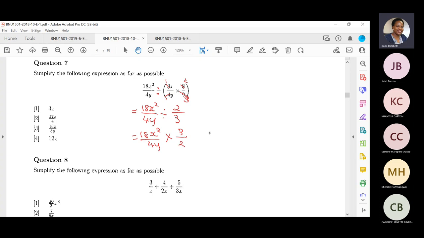Now, when we flip the fraction, 2 can go into 18. 2 goes 1 time into 2 and it goes into 18 9 times. Therefore, 9 times 3 is 27. Should have been easier. x squared divided by 4 times 4y times 1 is 4y.